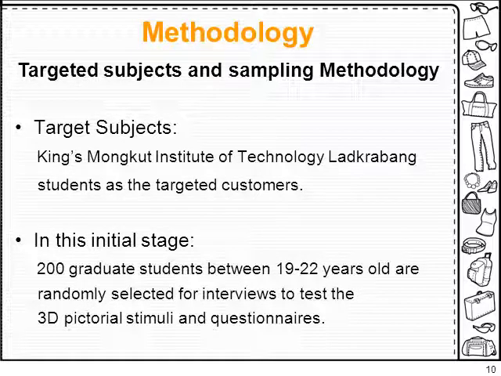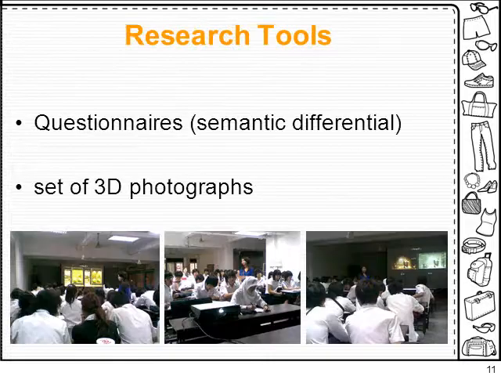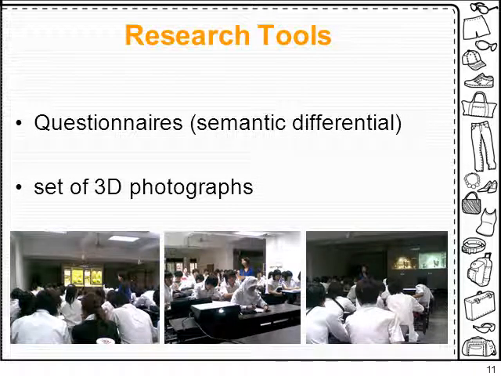The samples were simply drawn from the total number of the students at KMITL who were studying at the Faculty of Architecture, totaling 200 graduate students. The research tools comprised of questionnaires and 3D photographs taken at department stores. 200 sets of questionnaires were launched to the target groups. Questionnaires probed into the perception and preferences of the respondents through the use of 3D photographic materials and questionnaires.